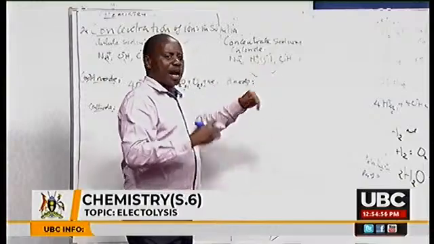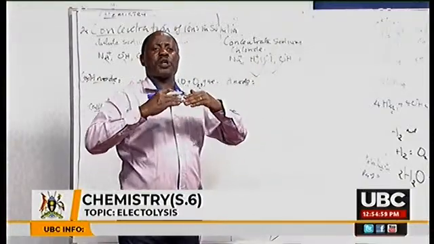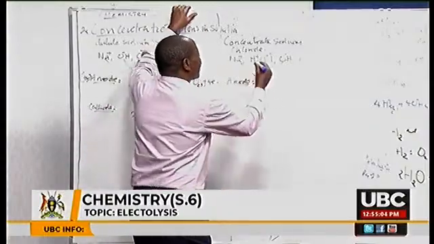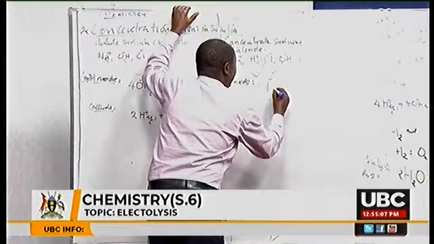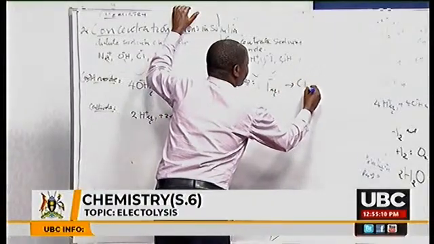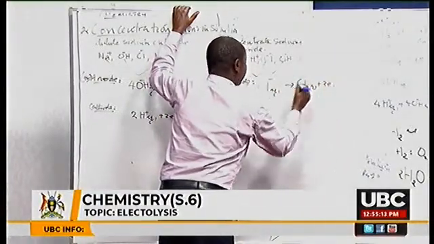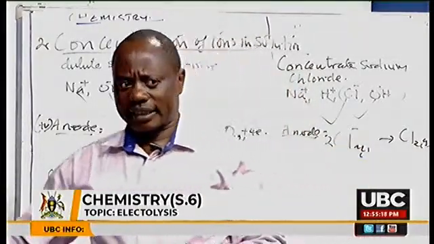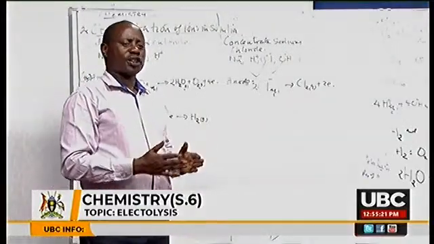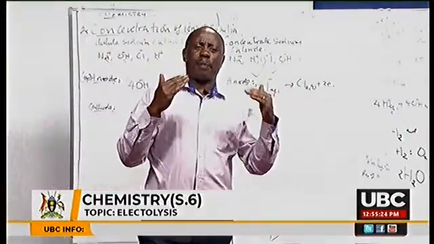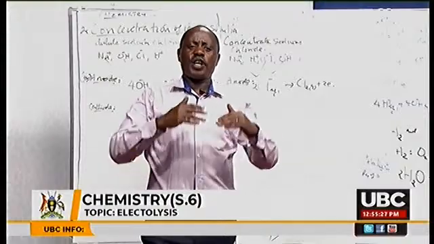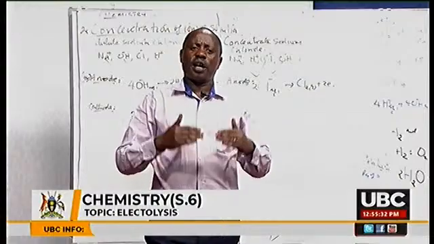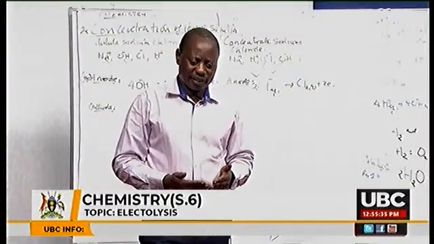So the chloride ions are present in high concentration. So they will prevent the hydroxyl ions from being discharged. So in this case, the chloride ions will be preferably discharged and form chlorine gas plus 2 electrons. So, in other words, when you have different ions in solution, those which are present in high concentration are preferably discharged.